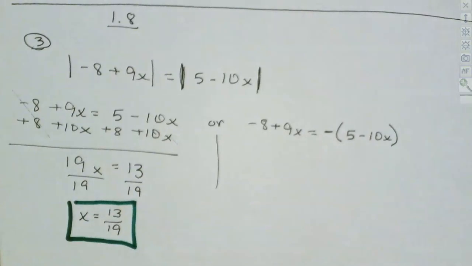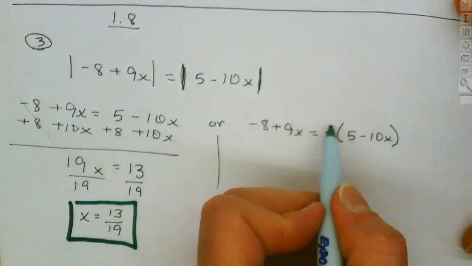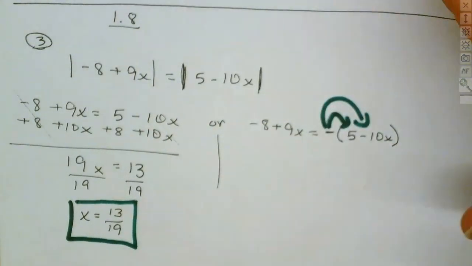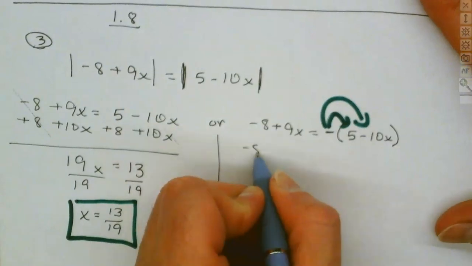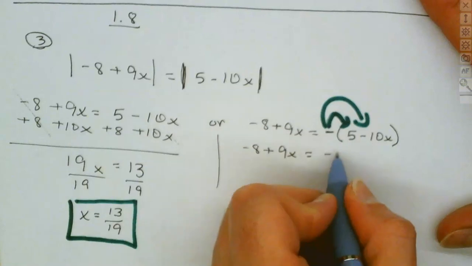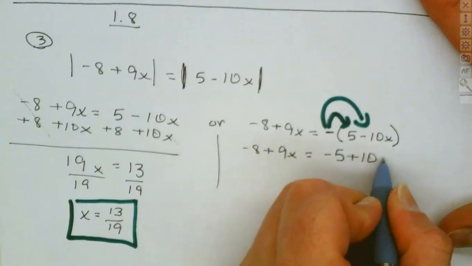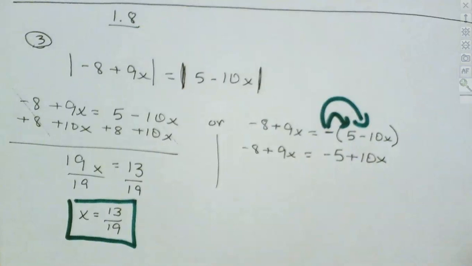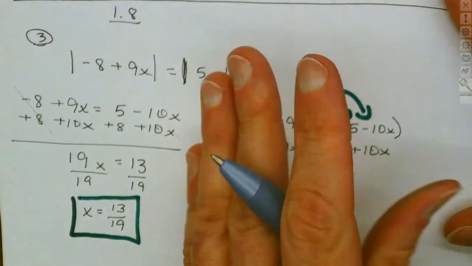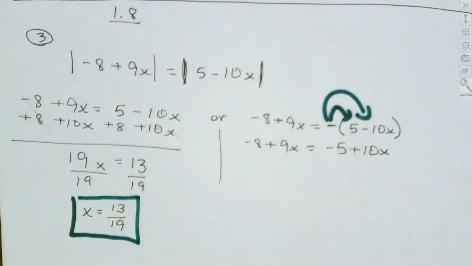All right, so is everyone okay with that? Now that is one of them. How do we get the other one? Distribute that negative through. And that's going to then leave you with a minus 8 plus 9x equals a minus 5 plus 10x. Move things around. Watch your signs. It's so easy to make a mistake on something simple like a sign.